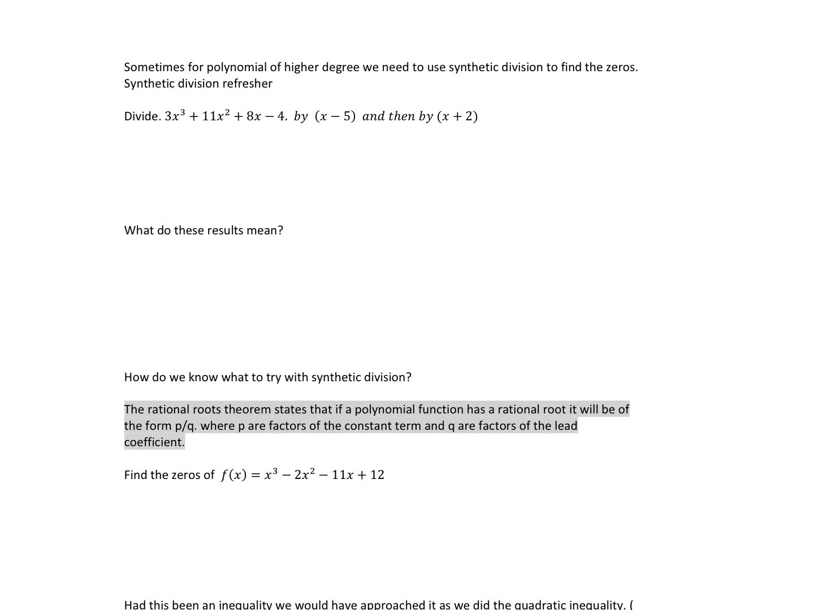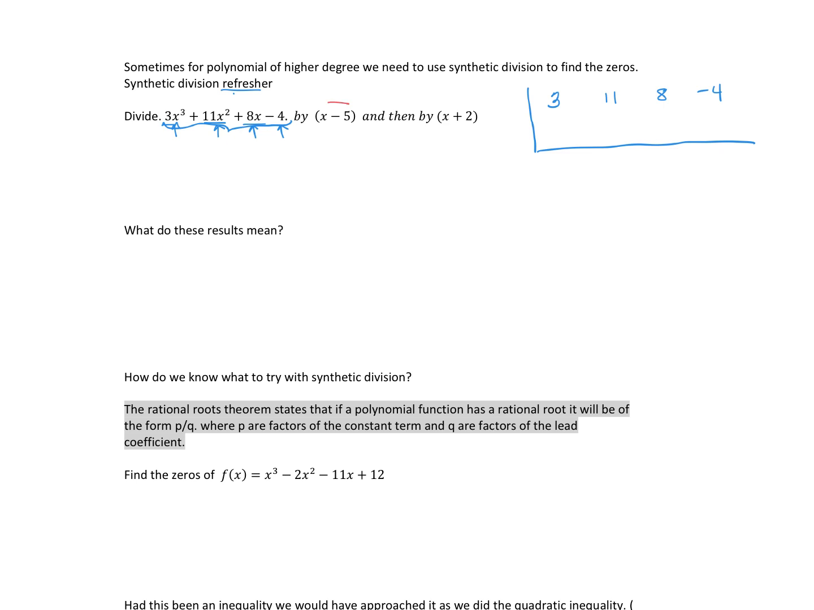Sometimes, if we have a polynomial of higher degree, we have to use synthetic division to find the zeros. Just as a refresher for synthetic division, we want to make sure that we have all of our terms, no missing terms, and we're only going to write down the coefficients. So we're going to write down 3, 11, 8, and -4. This goes x cubed, x squared, x, and constant, so I don't need any zeros there. And I'm going to put a big L, leaving space below those numbers because I'm going to need to write other numbers there.